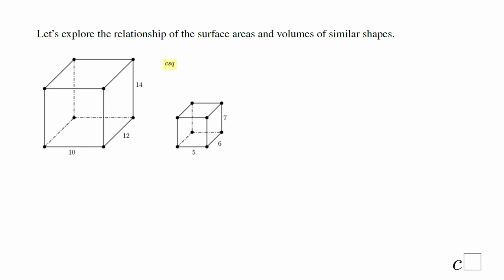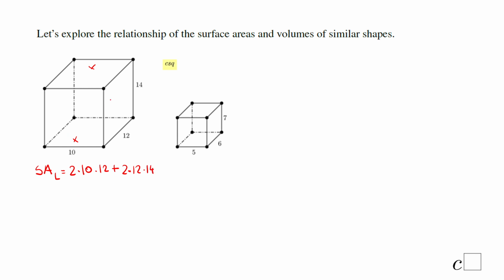And now on this one I said, let's explore the relationship of the surface area and the volume of similar shapes. So for the surface area of these two rectangular prisms, I'm going to write here, and you can calculate if you want. Surface area of the large figure is 2 times 10 times 12, the two bases, right? The top and the bottom. But we have two more faces, left and right, right? 2 times 12 times 14.